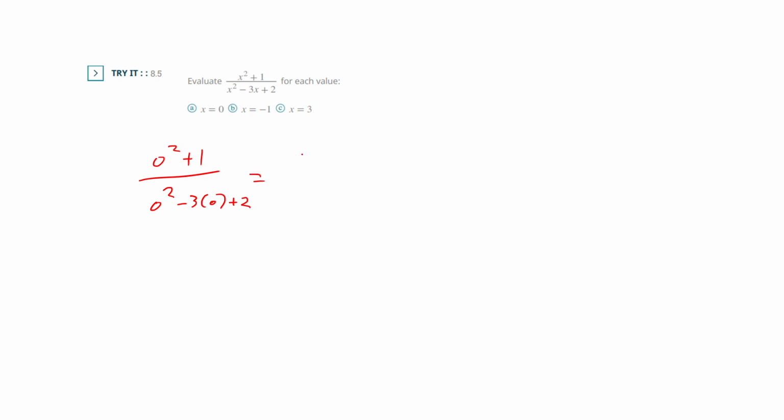Okay, 0 squared is still 0. Lots of zeros on the bottom. I get 1/2. All right, now we're putting in -1. Just remember, you're putting it in, so whenever you sub in, it's in a parenthesis.